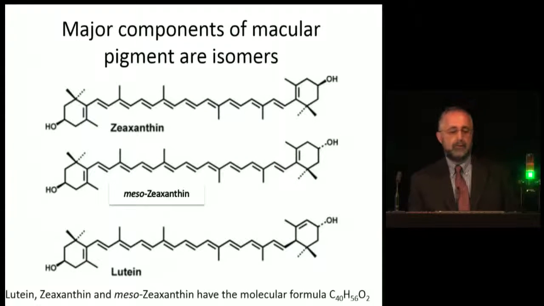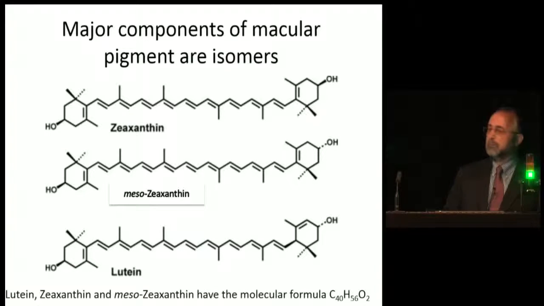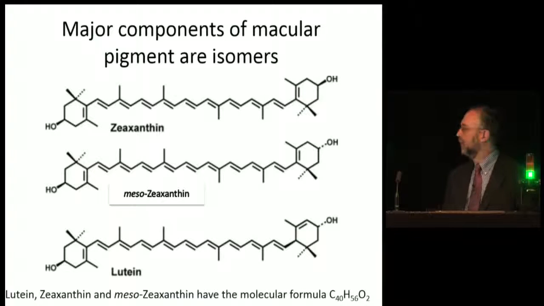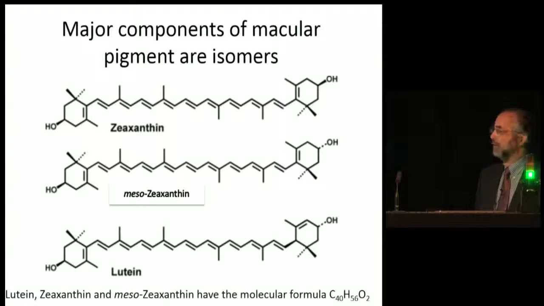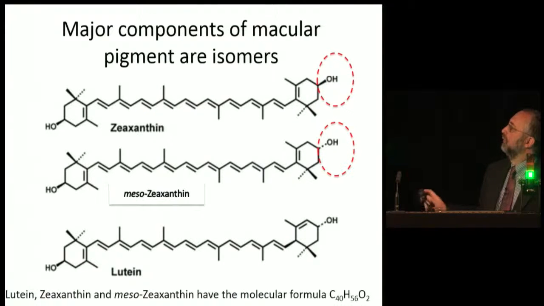So the major components of the macular pigment are the three isomers shown here: lutein, zeaxanthin, and mesozeaxanthin. And as isomers, they all have the exact same chemical formula, C40H56O2. But they differ in subtle but important ways. We know that the difference between zeaxanthin and mesozeaxanthin is just the stereochemistry at one chiral center, right here at the 3' position. That is the only difference here.